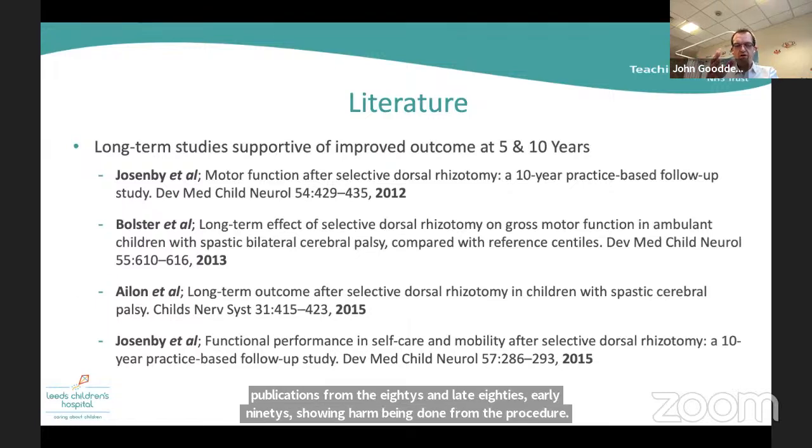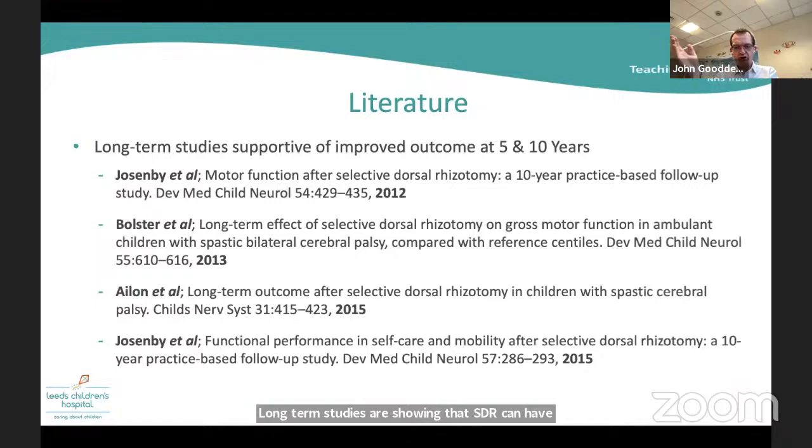Long-term studies are showing that SDR can have good long-term outcomes. We're doing our 10-year follow-ups at the moment. We're following up patients with physio reviews, looking at GMFM, looking at Ashworth scores, looking at quality of life changes over a 10-year period following the SDR. It gets difficult beyond that because these young children become young adults. They get lives, they get busy, they go to university, they go off to places, and they don't necessarily want to come along and be poked and prodded anymore to help us understand what's going on.